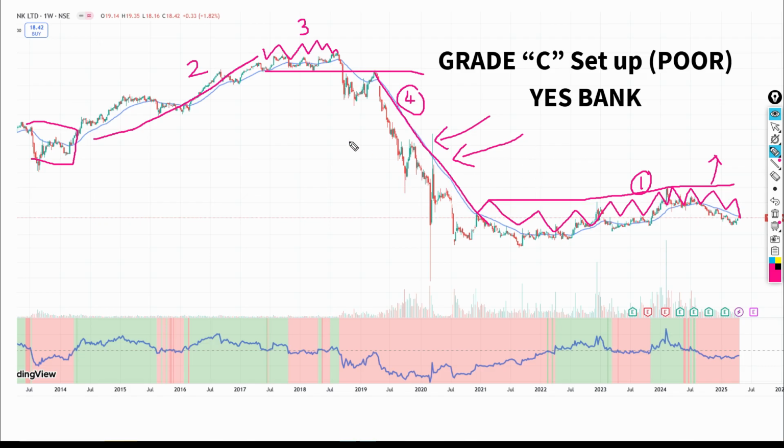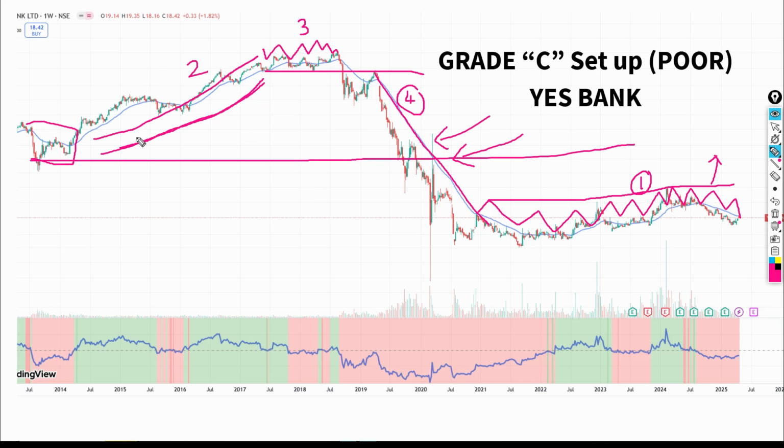Okay. And also one more thing, this stage is not in a broader stage 2 structure. What do I mean by that? See, this is the previous stage 2. Once this previous stage 2 happened, stage 3 happened, and then stage 4 happened. But this stage 4 has broken this entire stage 2, and it has gone below this stage 2 structure. I hope you can understand that.